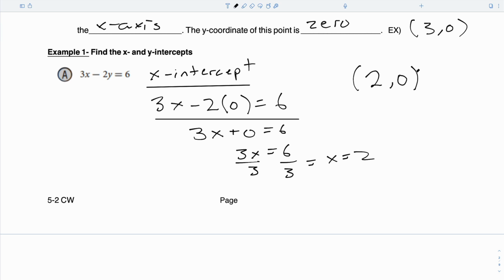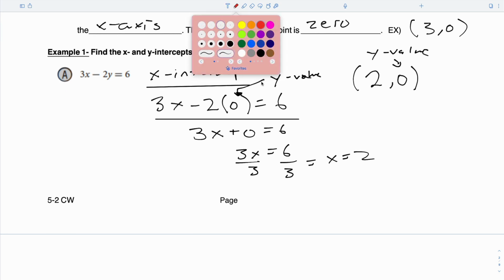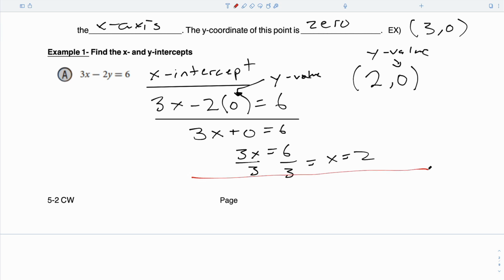The x-intercept had a y value of 0, so the y value also has to be 0 for your point. Okay, that's your x-intercept. Let's find the y-intercept of this one. If I had the x-intercept where y equals 0, what's going to be 0 if I want to find the y-intercept?